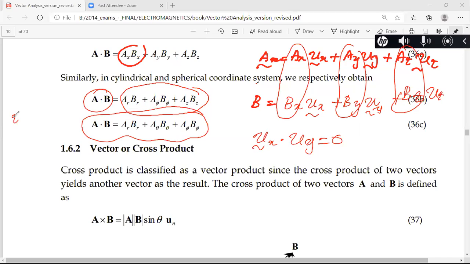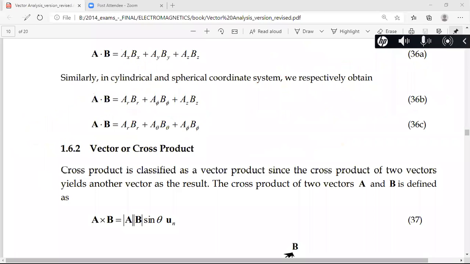Here, UR dot U theta or U phi becomes 0. UR dot U theta equals 0. Something like that. Therefore, your results become something like this for the spherical, Cartesian, and cylindrical coordinates. Just be aware, read the document and become familiar with the concepts.